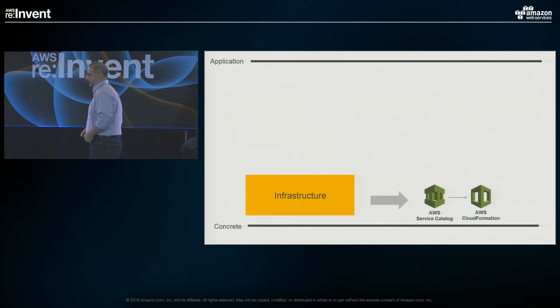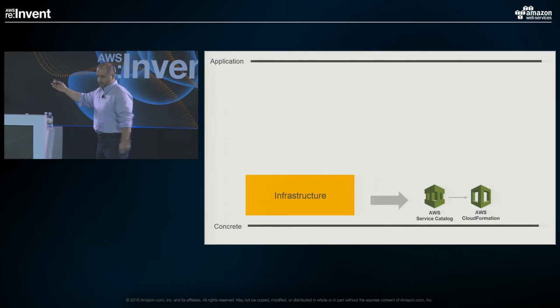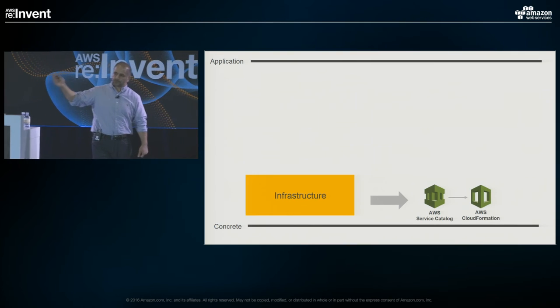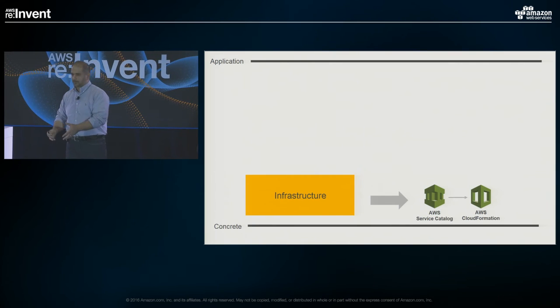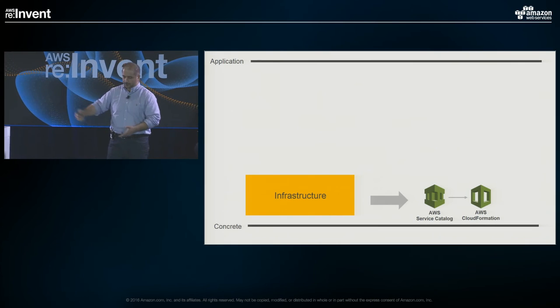Again, another AWS best practice. So infrastructure as code, manage the infrastructure as code through Service Catalog, through CloudFormation. You can lock it down from a template perspective to a specific AMI, to a specific security group, to a specific subnet, and have CloudFormation launch from there.